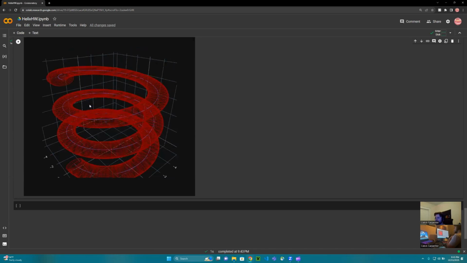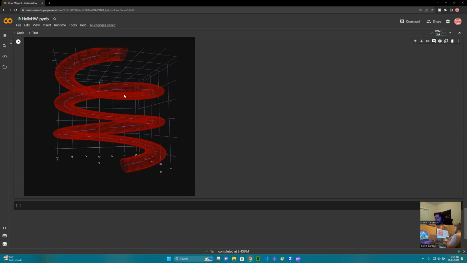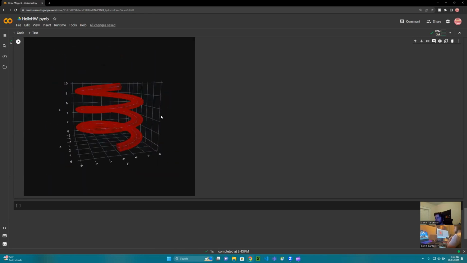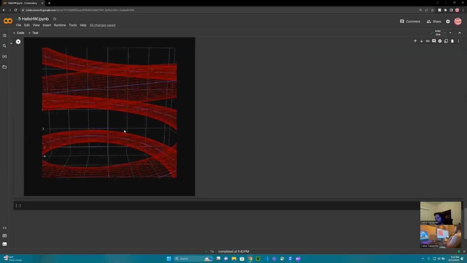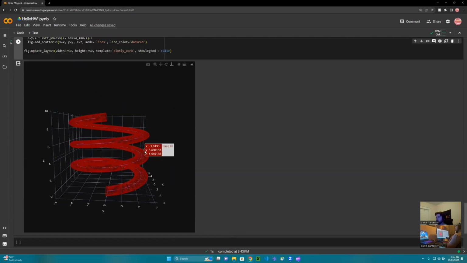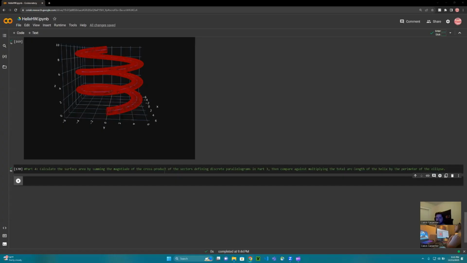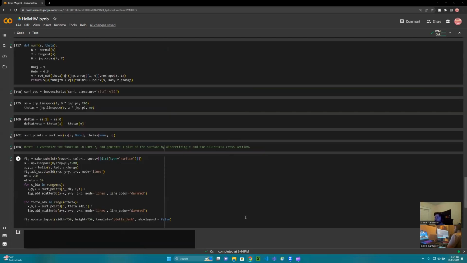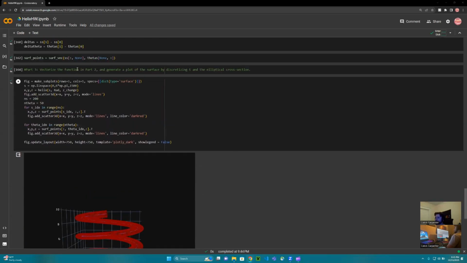Now it is surrounded by ellipses and cross-sectional vectors. So here it is. Okay, so I believe that's everything we needed for part 3. Just vectorizing the function and generating a plot of the surface by discretizing T and the elliptical cross section.